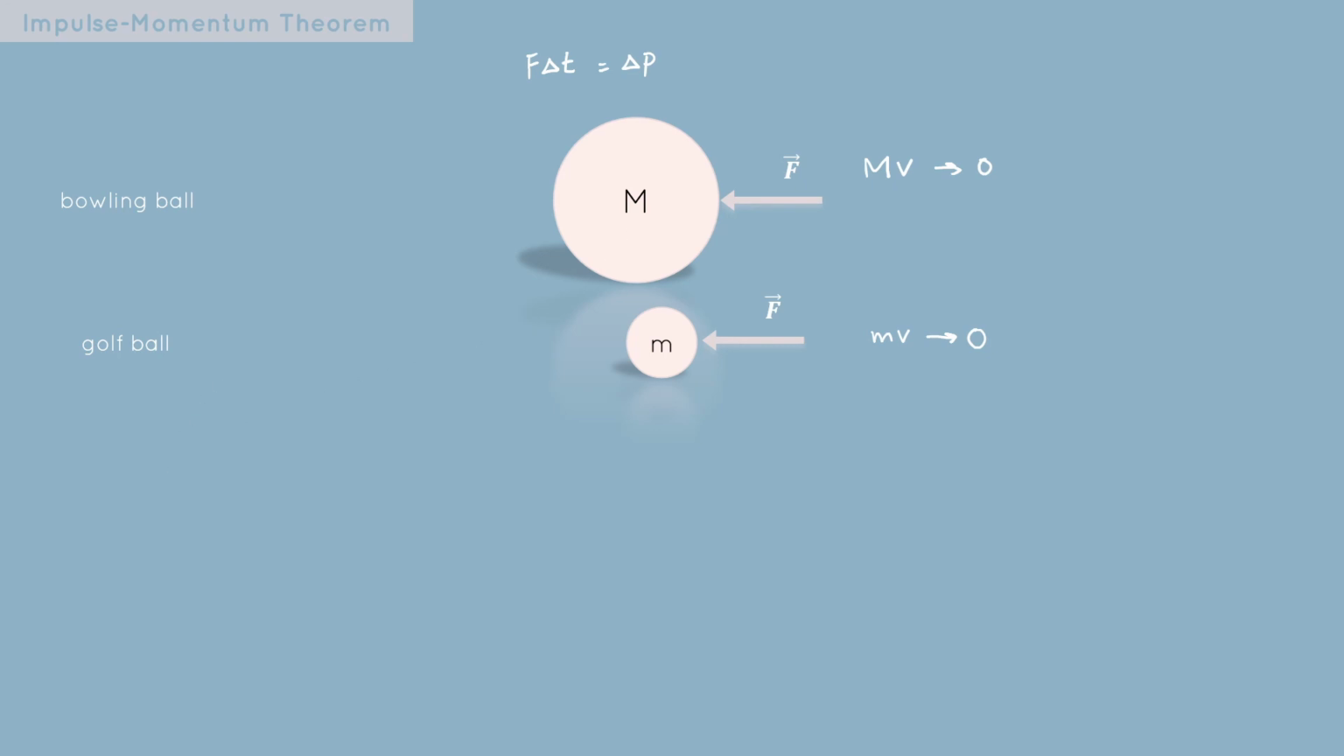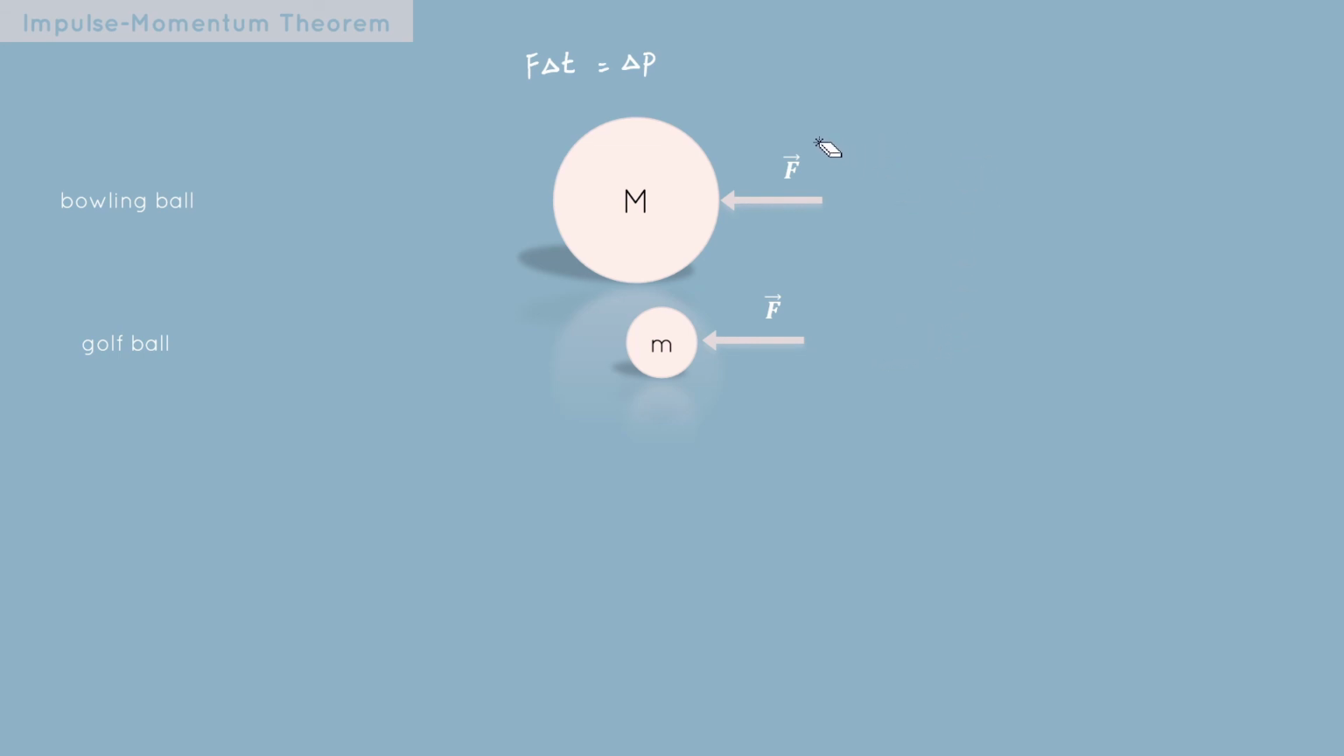Similarly, if I were to want both balls to come to a complete stop in the same amount of time, can you tell me which ball requires a larger force for this to happen? Yes, the bowling ball requires a larger force if you want both balls to stop at the same time, after the force is applied for the same amount of time.